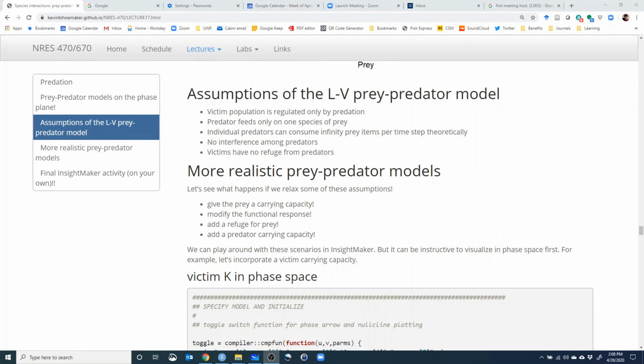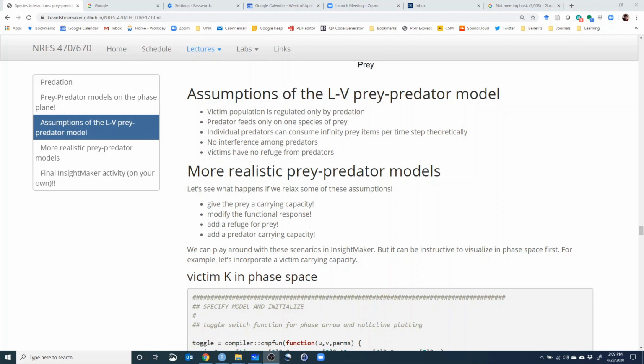Another assumption is that the predator feeds only on one species of prey. That is, it's a complete prey specialist, our predator, and it doesn't switch to other species of prey. And if it doesn't have that species of prey, it will decline exponentially because it won't find another source of food. Another assumption that this Lotka-Volterra model makes is that individual predators can consume infinity prey items per time step, theoretically. The more prey are available in the landscape, the more the predators will eat. That doesn't seem super realistic.